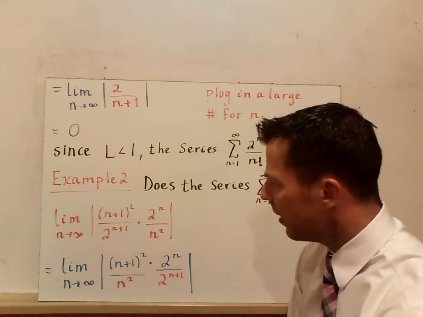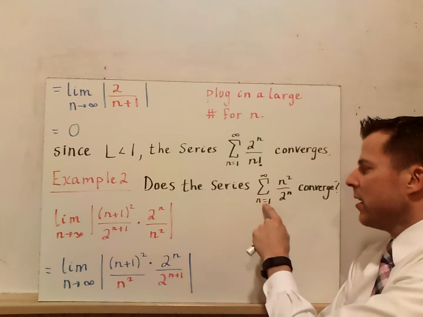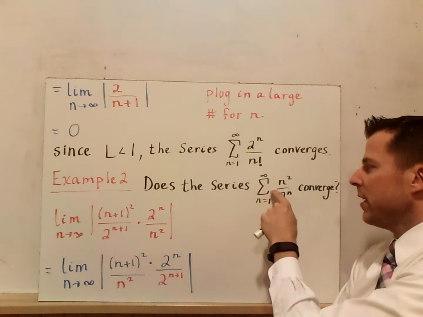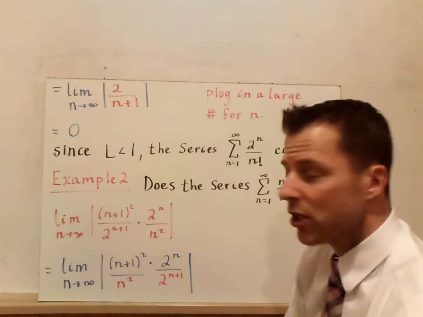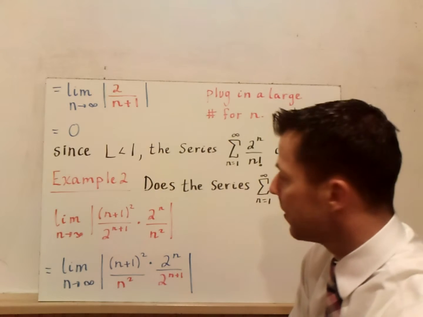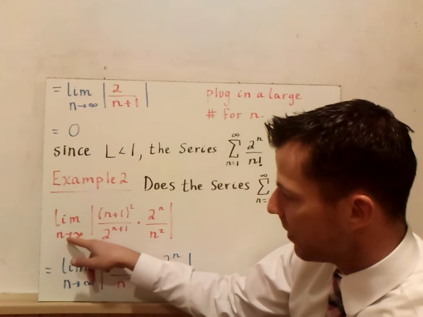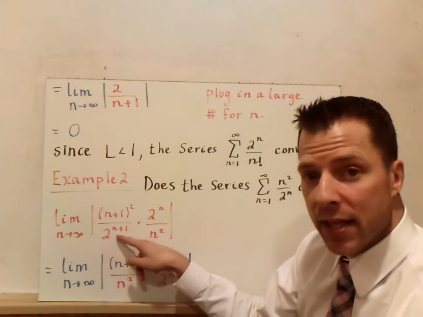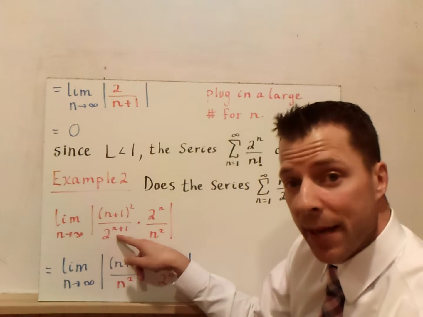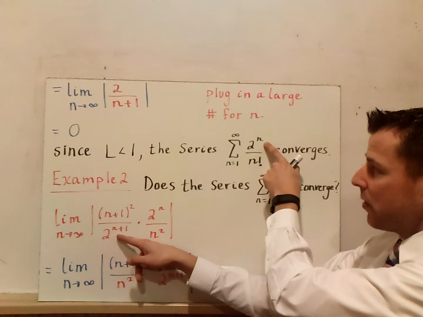Okay, let's look at another example. Example 2. Does the series, the sum from 1 to infinity of n squared over 2 to the n, converge? So this is a power series. So I use that definition, the limit as n approaches infinity of the absolute value. Here's my a sub n, but it's a sub n plus 1, so wherever there's an n, I substituted n plus 1.